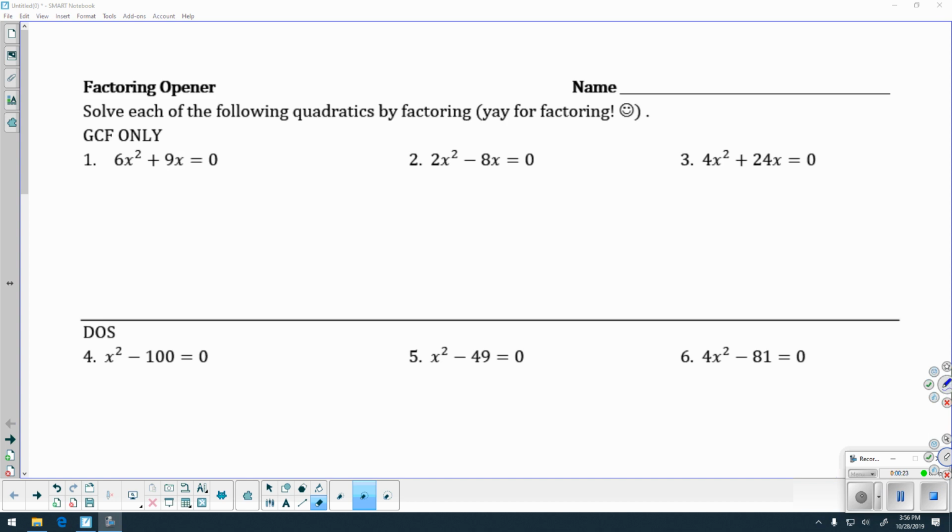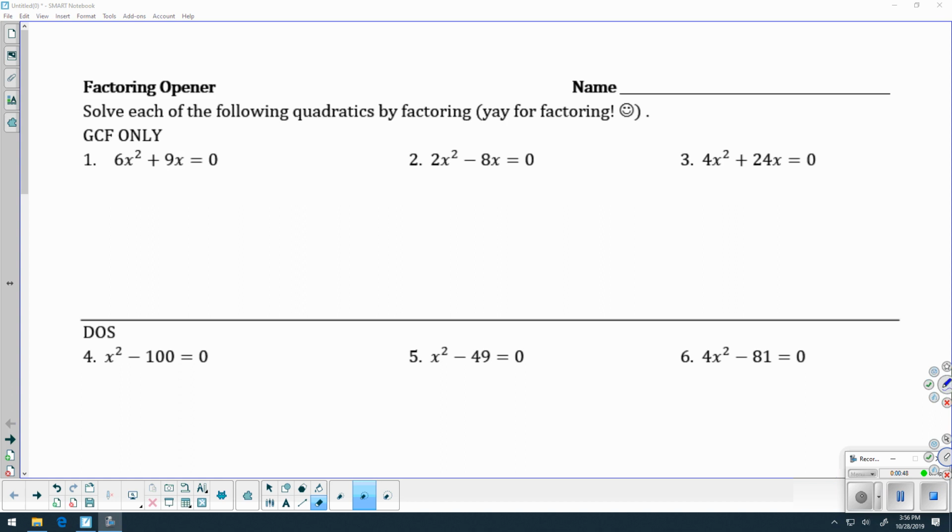So these first three problems, we're going to solve each of the following quadratics by factoring. But these first three say GCF only, so all you have to do to factor the first three problems is simply take out a GCF. When you're looking for a GCF, we know GCF stands for greatest common factor, but you want to see what you can divide the whole entire problem by.